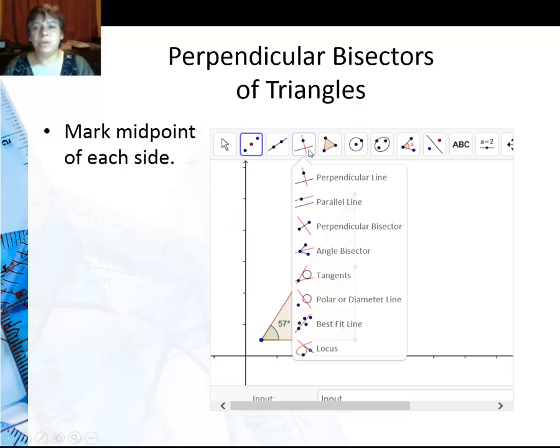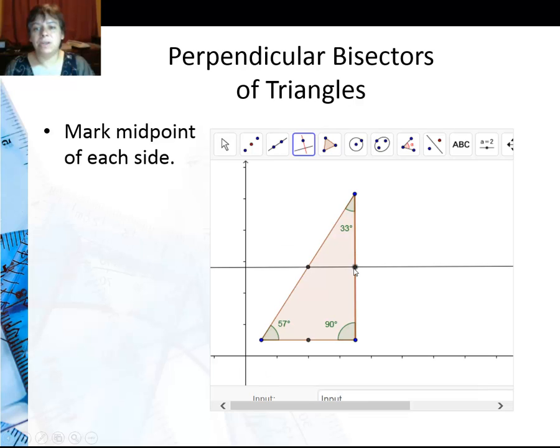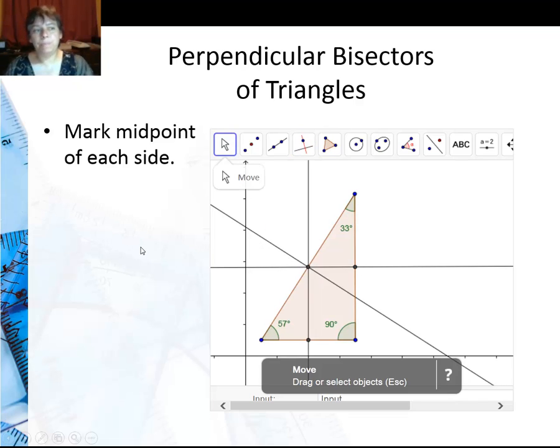Then the next thing I want to do is create a perpendicular line. So I click on the line I'm interested in, and then the point. Here's the line and the point. So I've created perpendicular bisectors because I marked all the midpoints and did perpendicular lines.